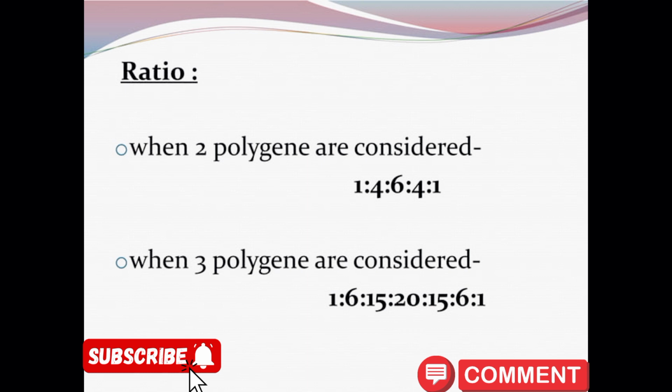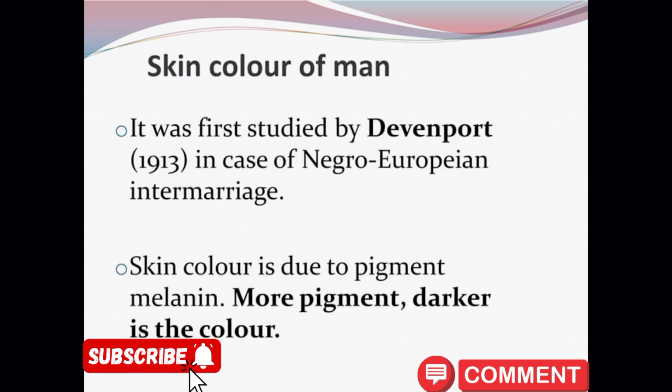When three genes are considered, a ratio of 1:6:15:20:15:6:1 is obtained. Now we'll take the example of human skin color to understand polygenic inheritance very easily. As you know, it was first studied by Davenport in 1913 in the case of Negro-European intermarriage.